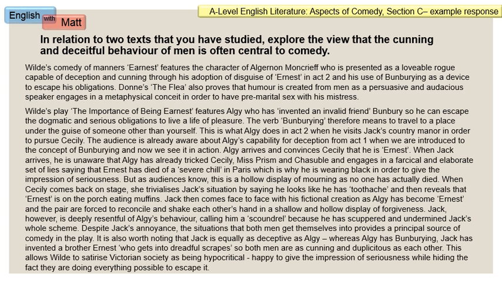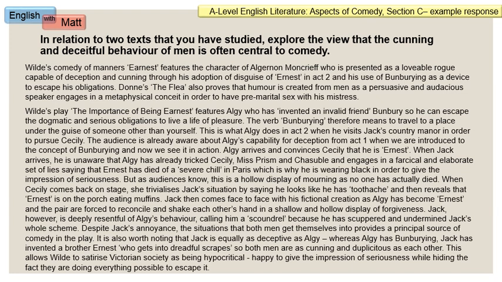When Cecily comes back on stage, she trivialises Jack's situation by saying he looks like he has toothache, and then reveals that Ernest is on the porch eating muffins. Jack then comes face to face with his fictional creation as Algy has become Ernest, and the pair are forced to reconcile and shake each other's hand in a shallow and hollow display of forgiveness.